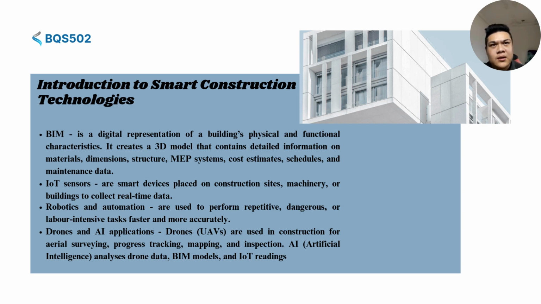The first smart technology is BIM, which stands for Building Information Modeling, a digital representation of physical and functional characteristics. It creates a 3D model that contains detailed information on material dimensions, structure, MEP system, cost estimate, schedules, and maintenance data. BIM allows all project stakeholders, such as the architects, engineers, contractors, QS, and clients, to work on one shared model, reducing miscommunication and major errors.